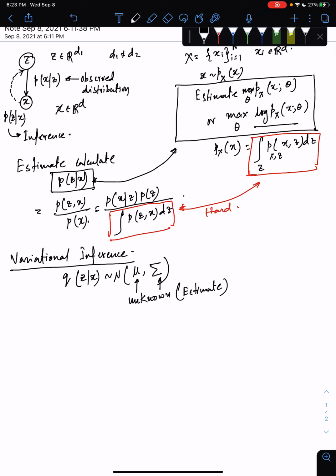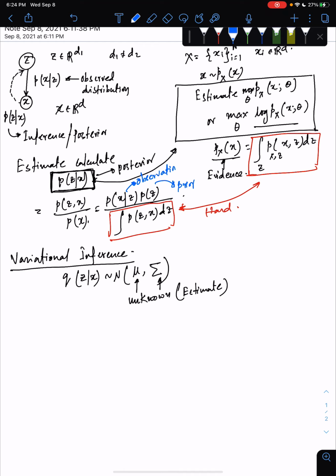because what I am actually trying to say is that we don't know this posterior distribution, or inference, whatever you want to call it. This can also be written as the posterior. And this thing is sometimes called evidence. So it is like the posterior, this is the prior, this is the observational, and this is the evidence.